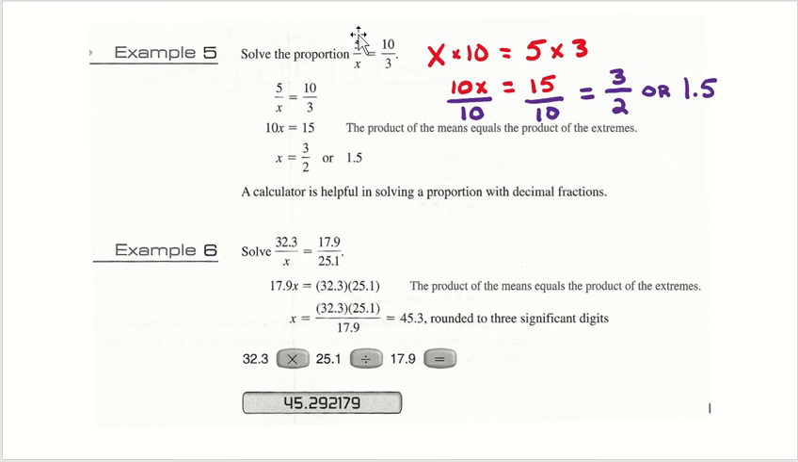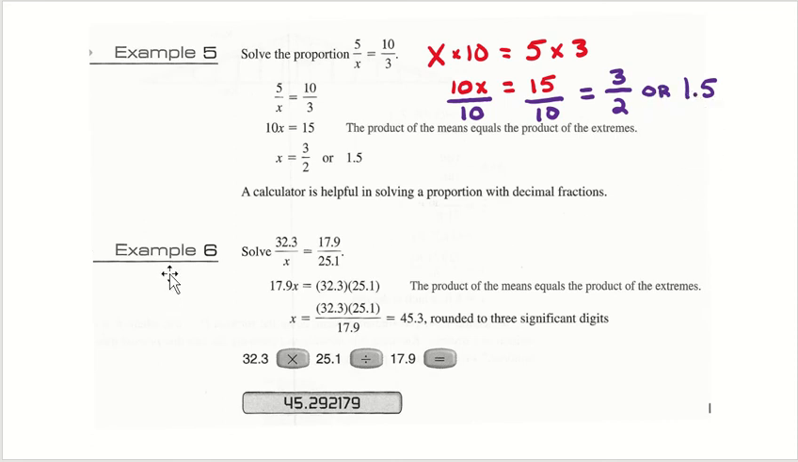Example number 5, again we have a missing term. Our extremes are 5 and 3, our means x and 10. So we can say that we have 10x is equal to 15. If we divide both sides by 10, this crosses out. X is equal to 15 over 10, reduces down to 3 over 2, or you could say 1.5.